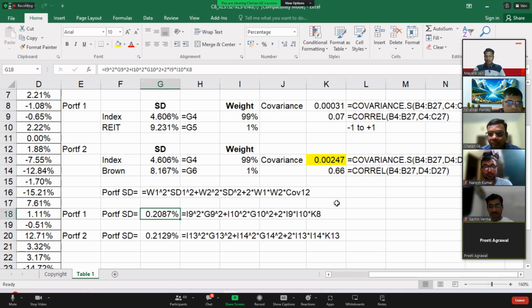Sir, in that case, we take the two stocks and the index, so the riskier one will be more good to combine with the index one? In that case, based on what we have calculated, if you want more risk, then definitely you should go with the Brown and index. That is what the results are saying. And if you want less risk, then you should go with the REIT and the index. Is it fine? Let us now move on to the next question.